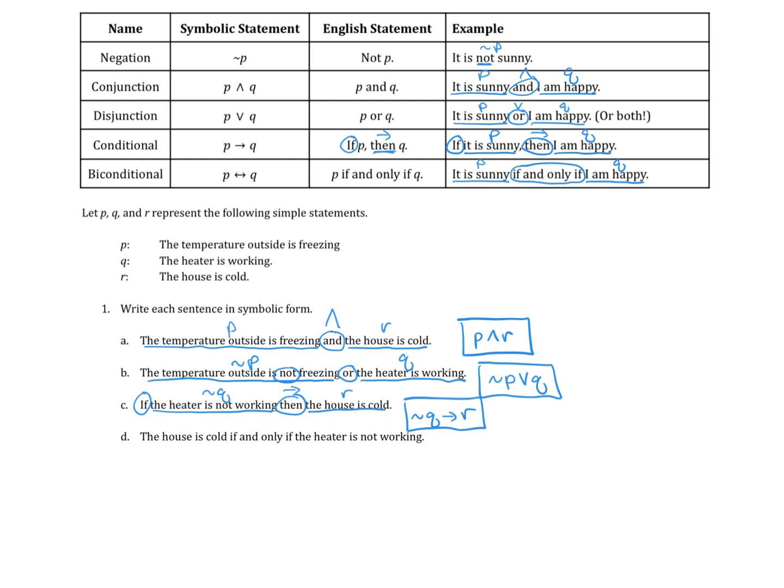And the last one, the house is cold if and only if the heater is not working. The house is cold is R. The heater is not working would be not Q. So R if and only if is the double arrow and not Q.